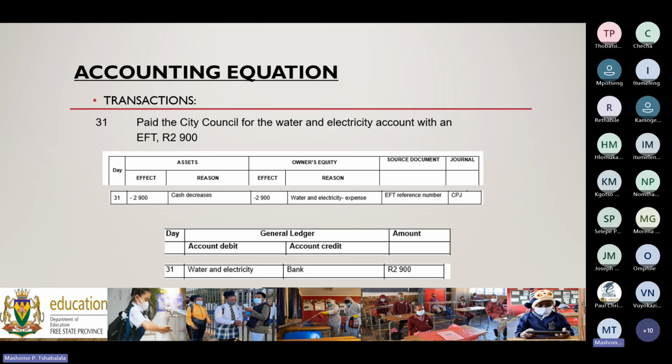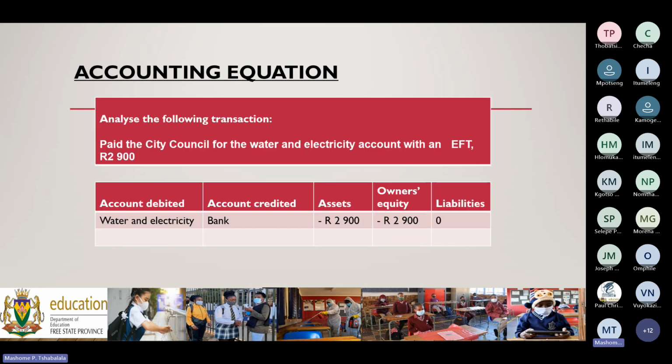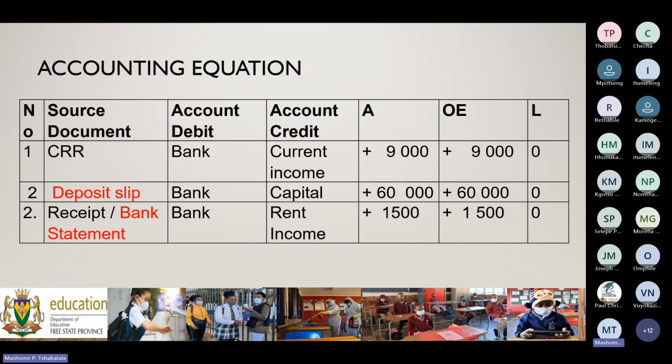Now, pay the city wages for water and electricity account. Then two accounts are affected: the bank and the water and electricity. Remember, water and electricity is an expense. It will be debited. Then bank will be credited. Remember, learners, when you talk about the expense accounts, you need to remember those accounts that we dealt with in term 1. We need them now in term 4.